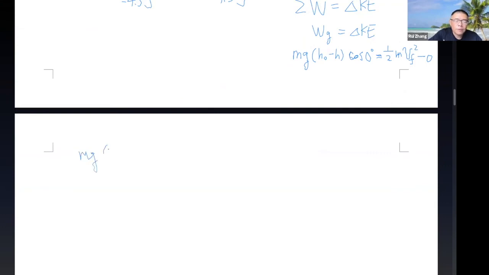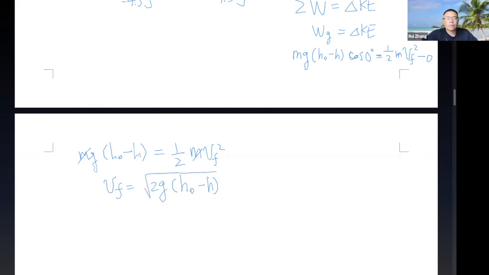So you got mg times (h naught minus h) equals 1/2 m vf squared. Then you can divide by m on both sides, so m is canceled out. Then you multiply by 2 on both sides and take the square root. So you got vf equals the square root of 2g(h naught minus h). And that's it, so you got the answer.